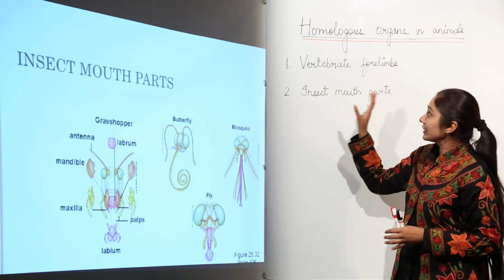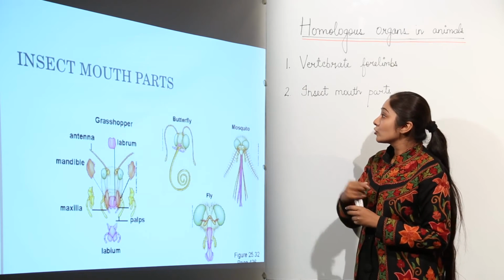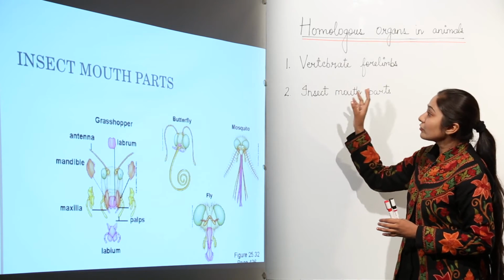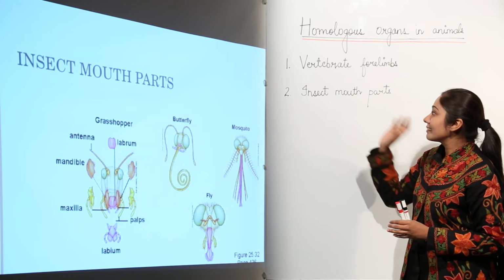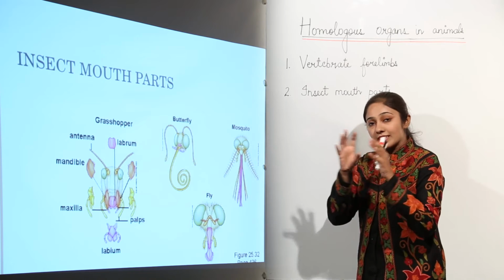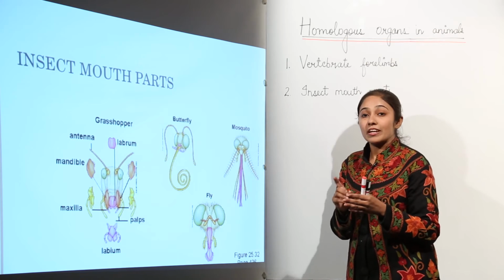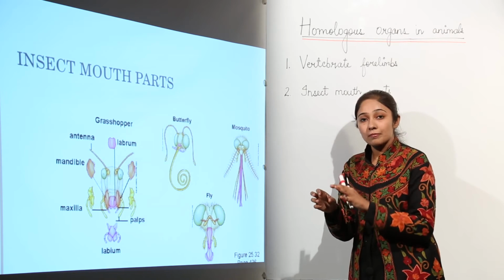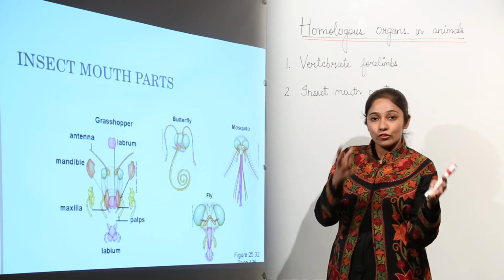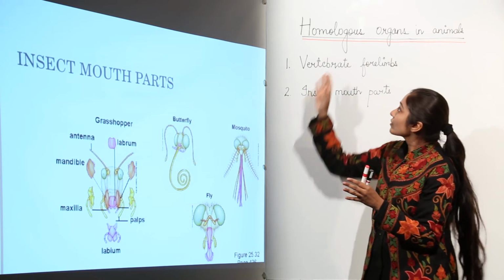So now we have discussed two examples in case of homologous organs in animals. In your syllabus, two examples are necessary from animals, and for plants also. So for animals we have discussed two, the vertebrate forelimbs and the insect mouth parts. I hope that you remember in case of vertebrate forelimbs, we have the basic structure same. For example, we have the first bone, that is humerus, then we have radius and ulna, then we have carpals, metacarpals and phalanges. The basic structure was same in animals and in humans, but the functions performed by them were entirely different. That is why they are known as homologous organs.